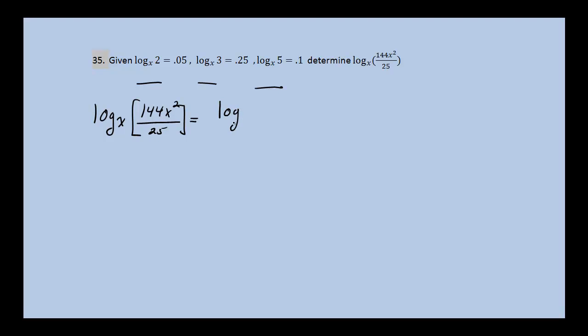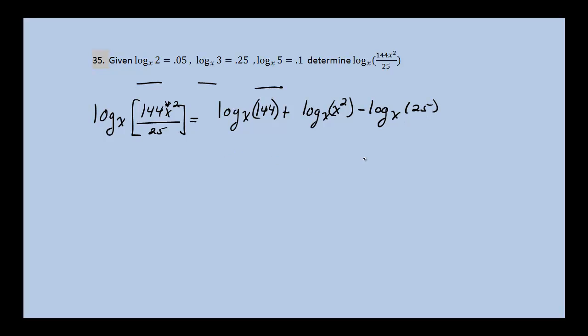So I'm going to have log base x of 144 plus, because I'm multiplying between these two, log base x of x squared. And then because I'm dividing, I can subtract out log base x of 25.